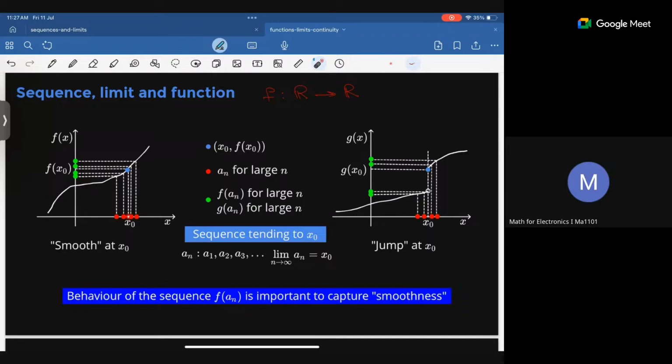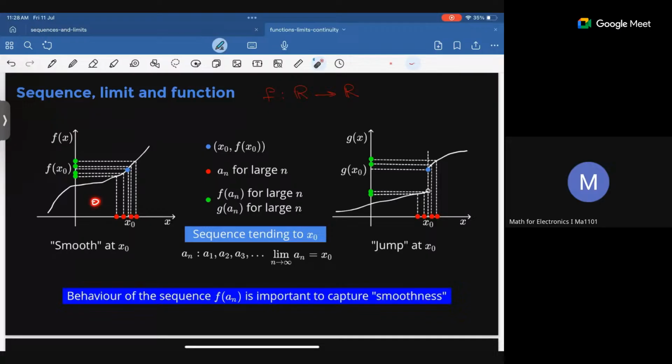Okay, so as I move towards x naught, how is my function behaving? So that is from the left side. If I start towards x naught, how are my function values moving? I move on the x-axis and I observe how the function values are moving on the y-axis. So function values lie on the y-axis, right?